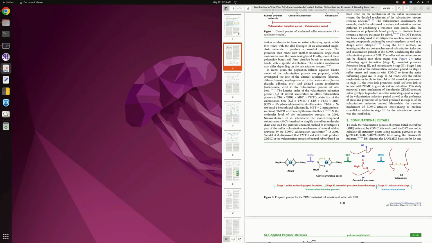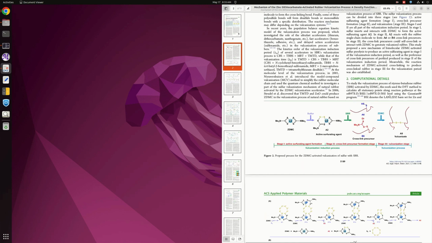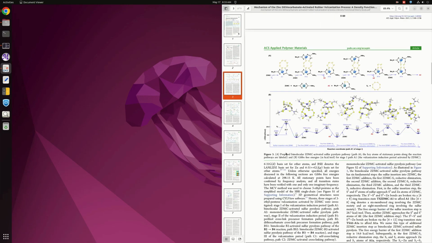As we can see, this is a mixed kind of basis set that they have used. Later they mention what BS1 means: it corresponds to the LANL2DZ basis set for zinc and the 6-31G(d) basis set for other atoms, and BS2 denotes the LANL2DZ basis set for zinc and the 6-31+G(d,p) basis set for other atoms.